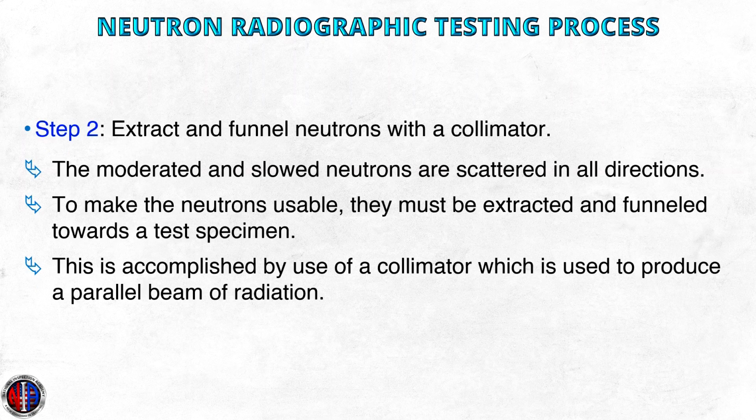Step 2. Extract and funnel neutrons with a collimator. The moderated and slowed neutrons are scattered in all directions. To make the neutrons usable, they must be extracted and funneled towards a test specimen. To do so, a collimator is used to produce a parallel beam of radiation.